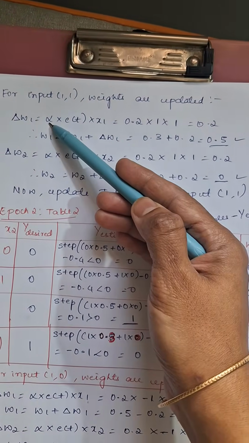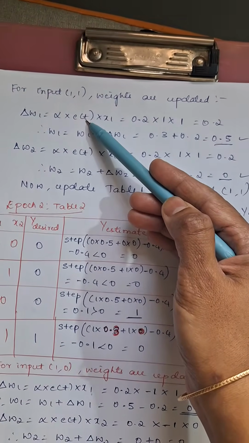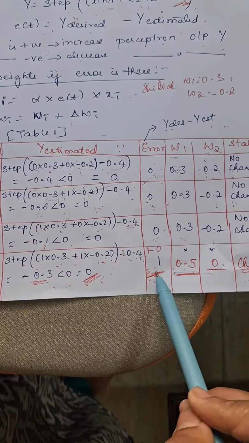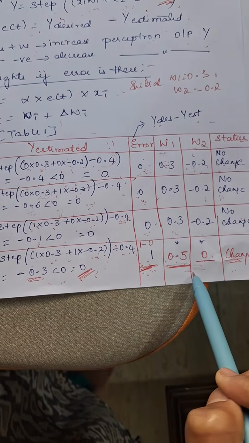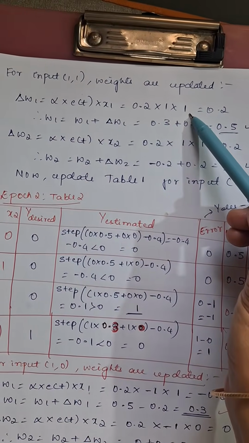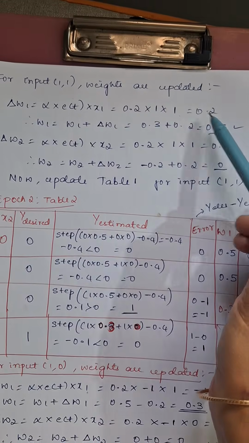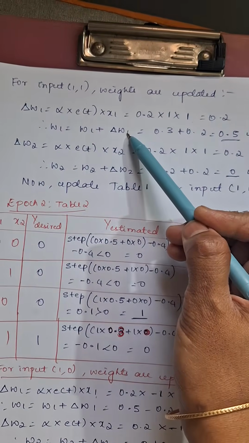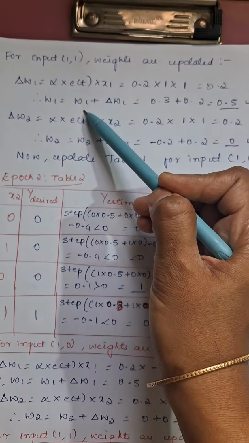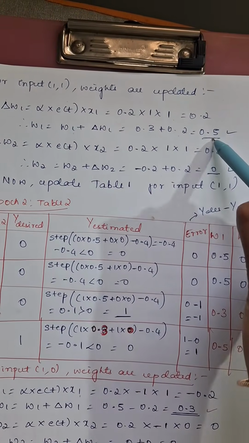What is alpha? The learning rate is given in the question as 0.2. What is the error? Error E of t, what did we get for this input? 1. So error is 1 into, what is the input? 1, because my input is 1. So I am getting delta W1 as 0.2. Now W1 is equal to W1 plus delta W1. What is the initial W1 I had? The previous W1, 0.3. To that you add 0.2. So this is my updated weight.